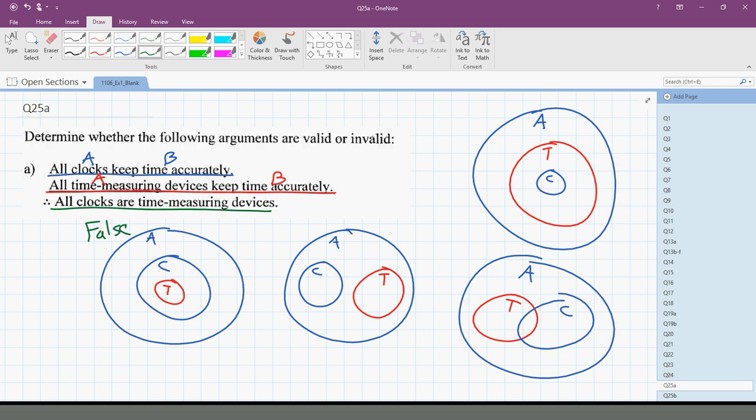Does this one show that? No. Because my two circles aren't even surrounding each other. Does this one show that? No. These just show my two circles have an overlap. This one right here, this is the one that shows that clocks are time measuring devices. But the problem is that not all my pictures are true. That makes this invalid. In order to be a valid argument for Euler diagrams, it must be true in all pictures. And we have three pictures up here that are false.